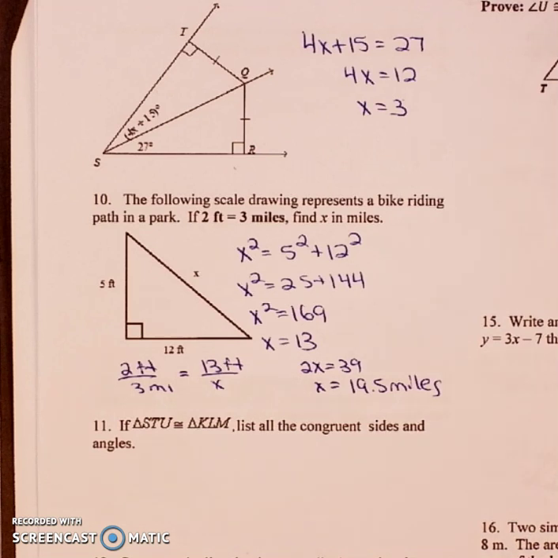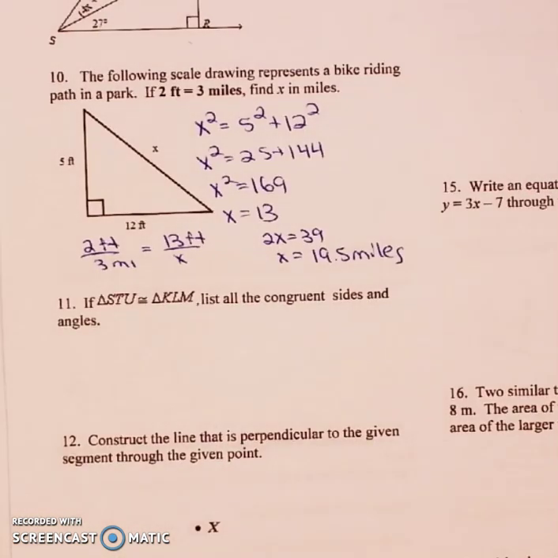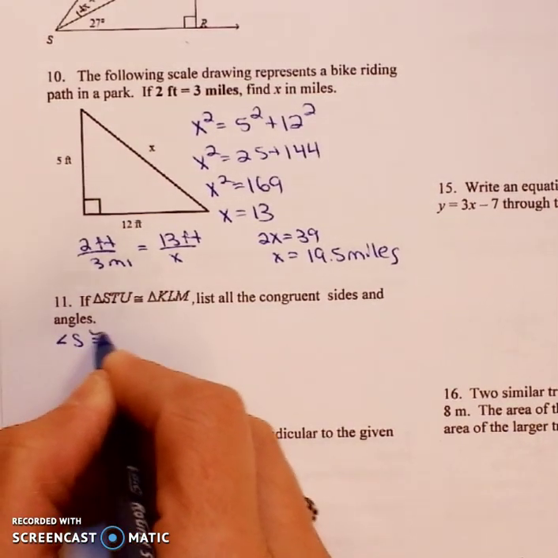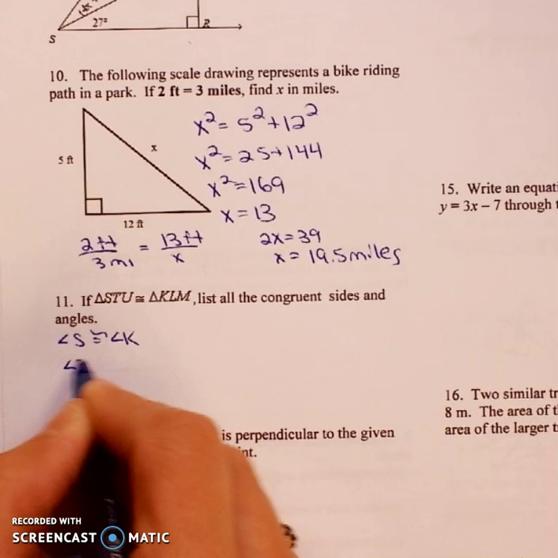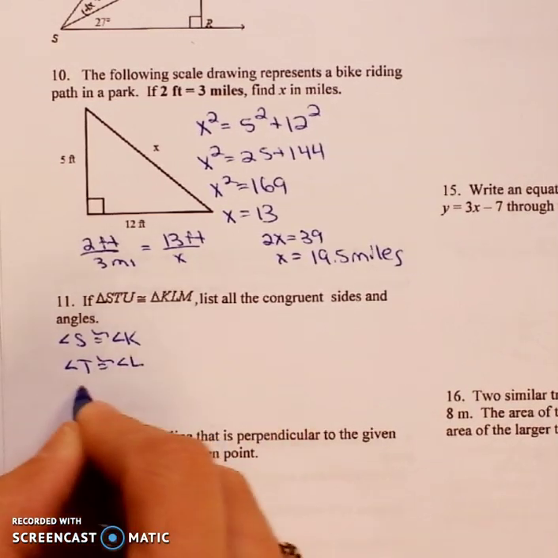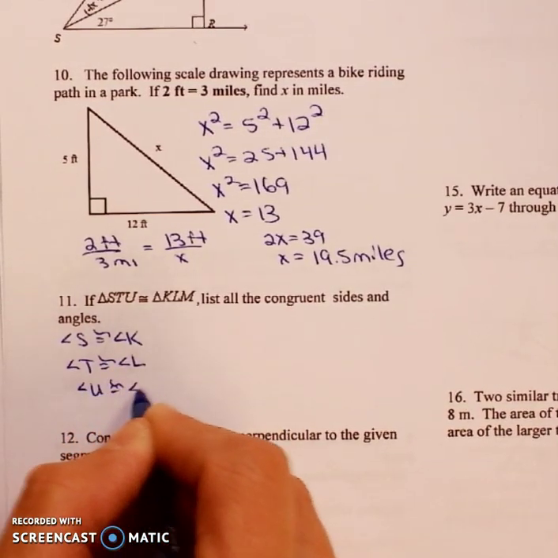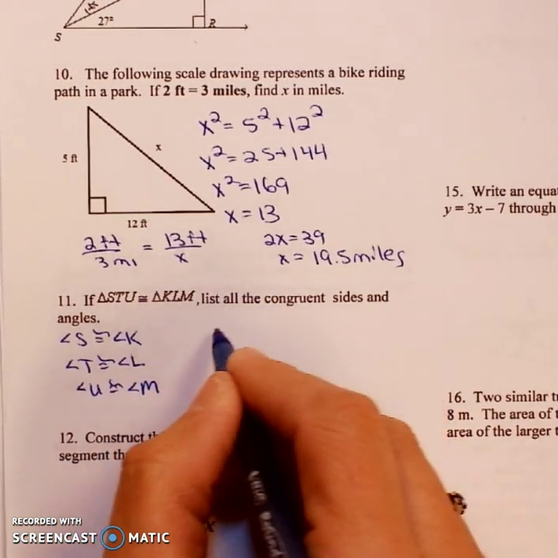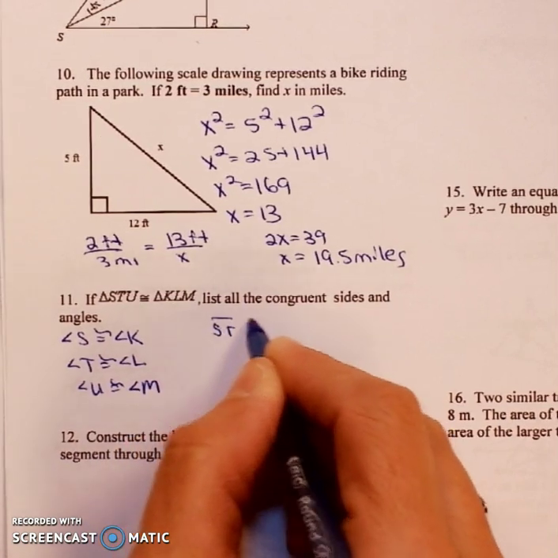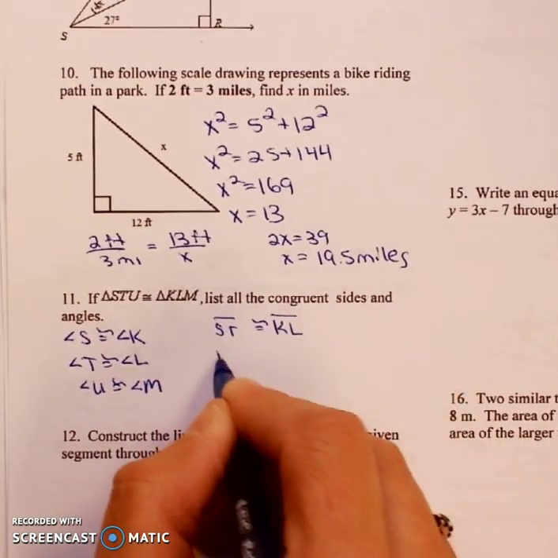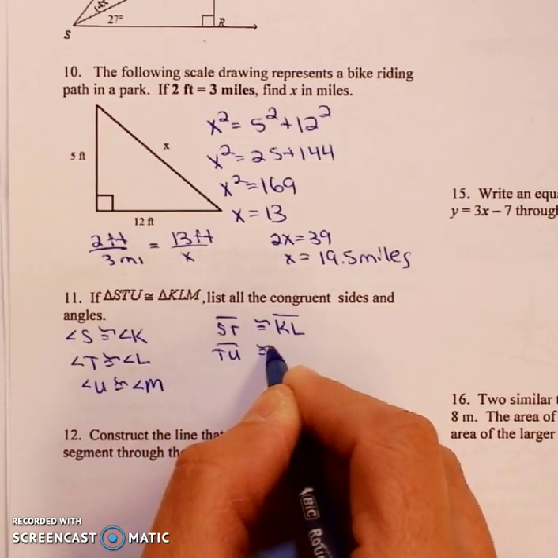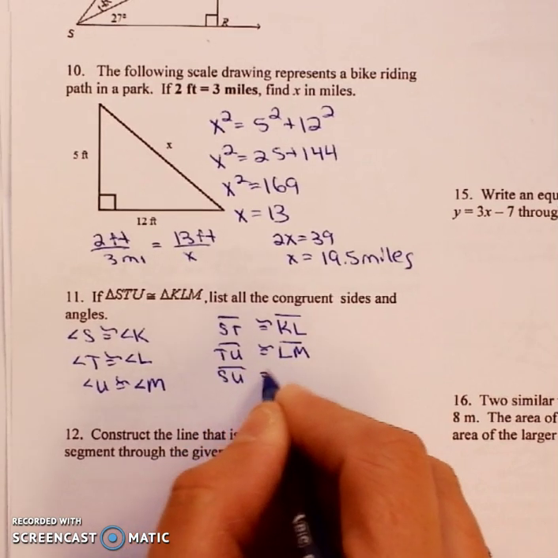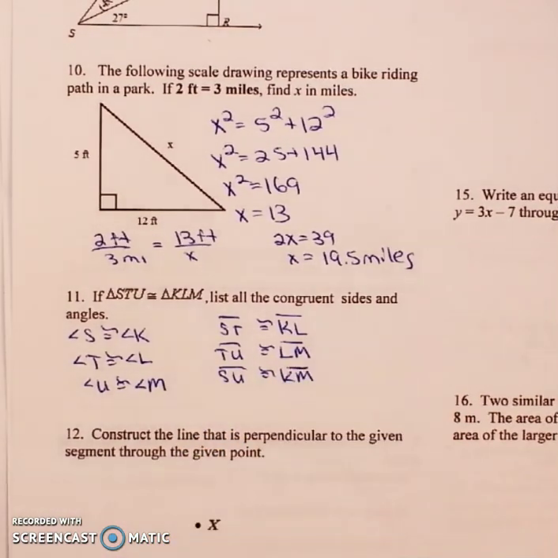Alright, moving on to number 11, we have a congruency statement, which means all of the corresponding sides are congruent as well as the angles. We have angle S is congruent to angle K, angle T is congruent to angle L, and angle U is congruent to angle M. Same side, we also have all the sides are congruent. So we have ST is congruent to KL, we have TU is congruent to LM, and then we have SU is congruent to KM.